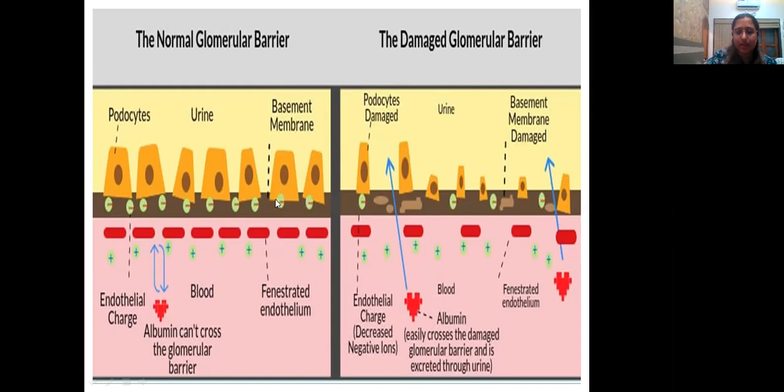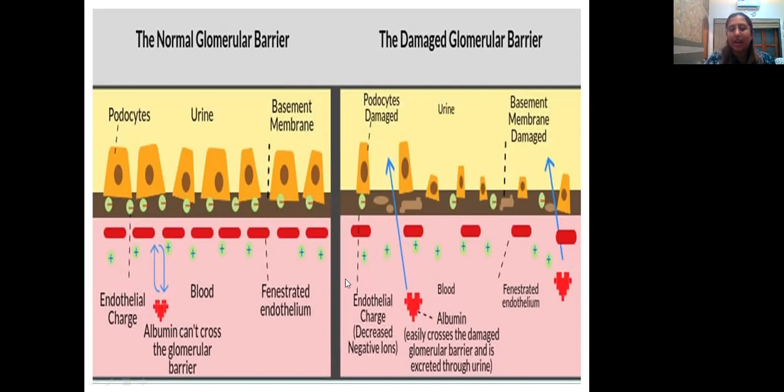Now, when there is effacement or fusion of the podocytes, that is one damage that occurs. In the damaged glomerular barrier, first of all, the podocytes are damaged. The foot processes of these podocytes become completely flattened, and there is effacement of the podocytes. Apart from that, the endothelial charge normally is negative. And as the proteins are also negatively charged, this negative charge of the endothelium is going to repel the protein, as a result of which protein is not filtered out and it is retained by the body.